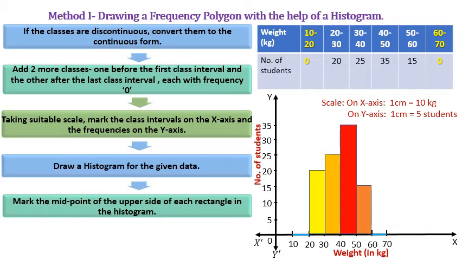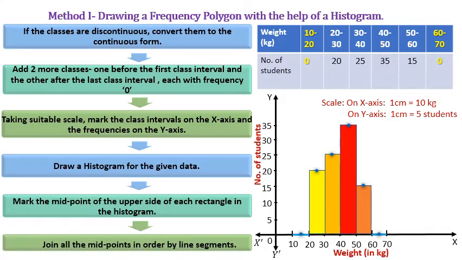Next, we mark the midpoint of the upper side of each rectangle in the histogram. Join all the midpoints in order by line segments. The polygon so obtained is called a frequency polygon. Note that the first and the last point of the frequency polygon will always lie on the x-axis.